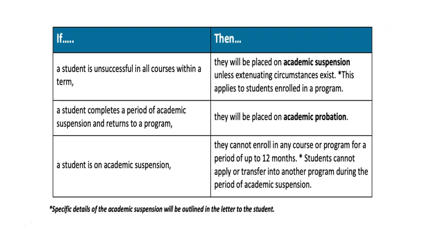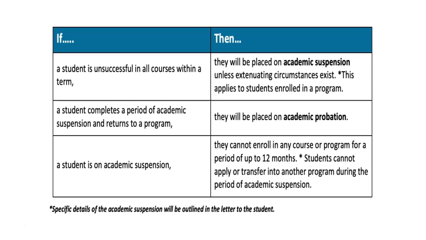If a student is unsuccessful in all courses within a term, then they will be placed on academic suspension unless extenuating circumstances exist. This applies to students enrolled in a program. Specific details of the academic suspension will be outlined in the letter to the student.